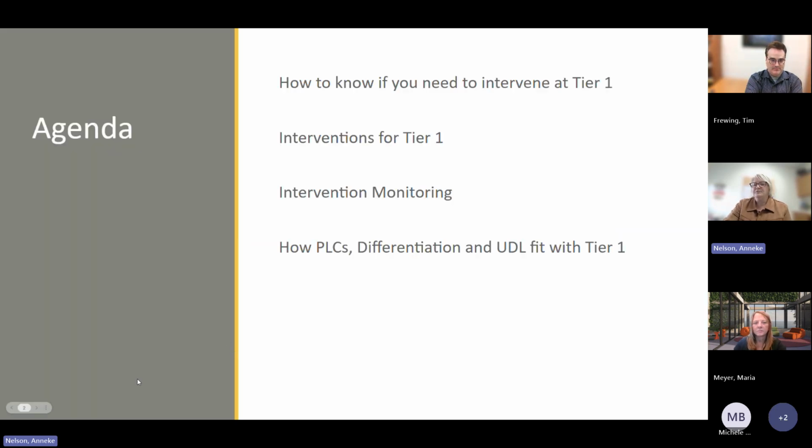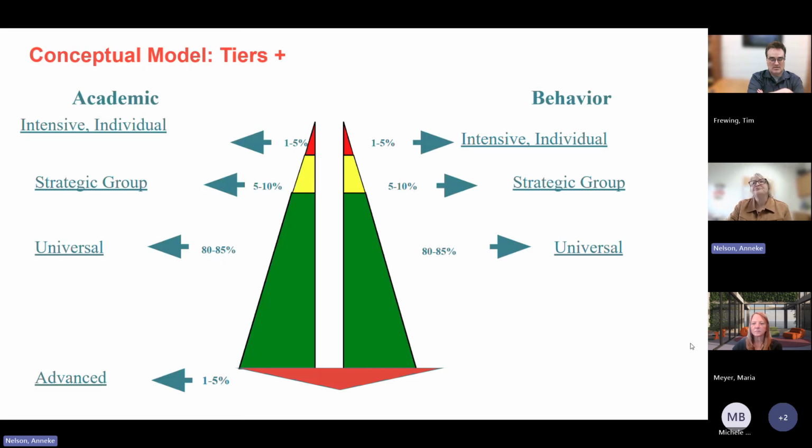Today, what I'm hoping you get to walk away with is how to know if you need to intervene at tier one, what some interventions for tier one are, and how to do intervention monitoring at tier one. Then we'll talk a little about how PLCs, differentiation, and universal design for learning fit with tier one. We'll dive in. If you have any questions along the way, just let me know, and we'll stop to answer them.